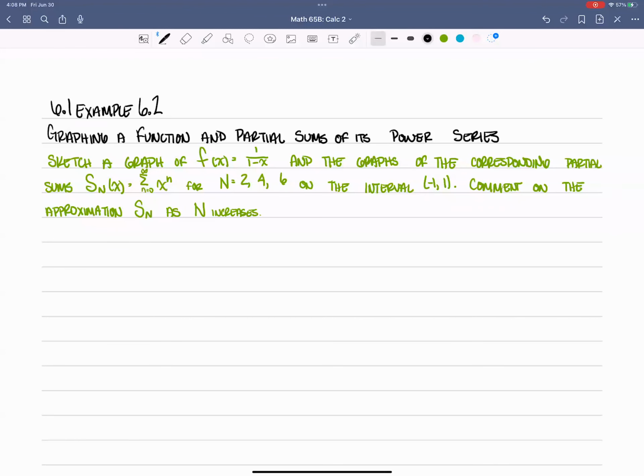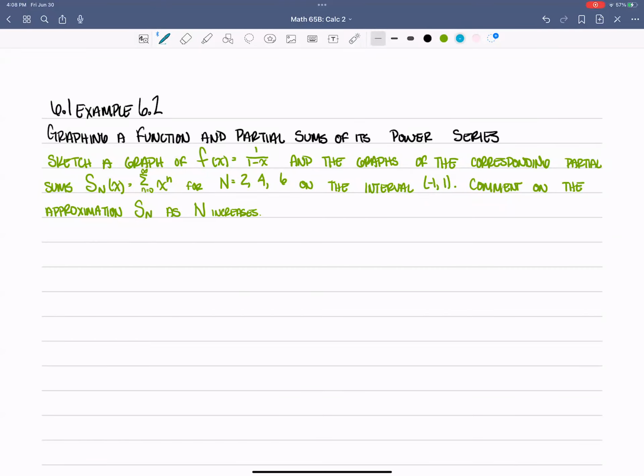Section 6.1, example 2, graphing a function and partial sums of the power series. Sketch the graph of f of x equals 1 over 1 minus x, and the graphs of the corresponding partial sums for n equals 2, 4, and 6 on the interval from -1 to 1. Comment on the approximation as n increases. Okay, so let's give this a shot.